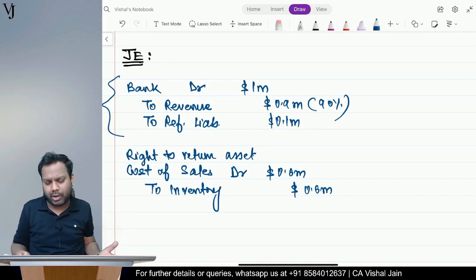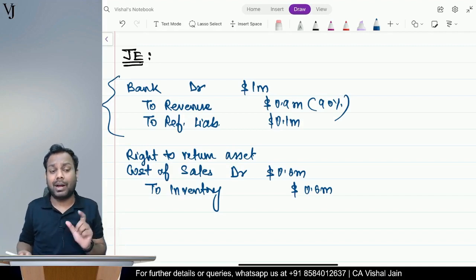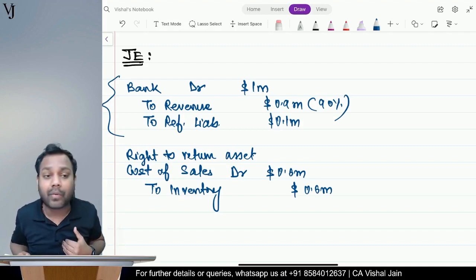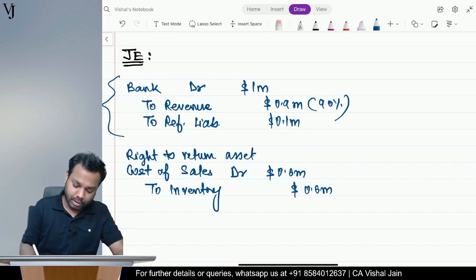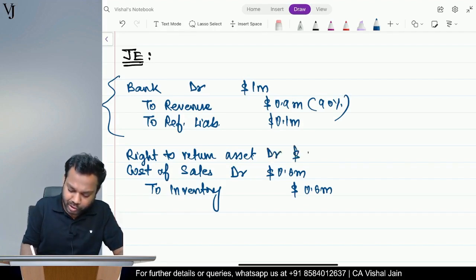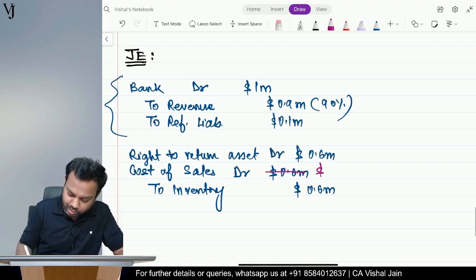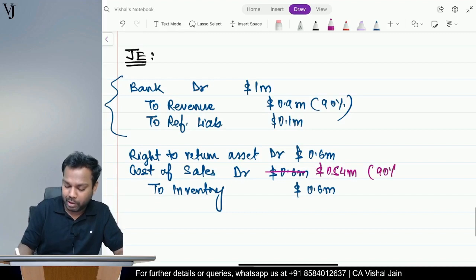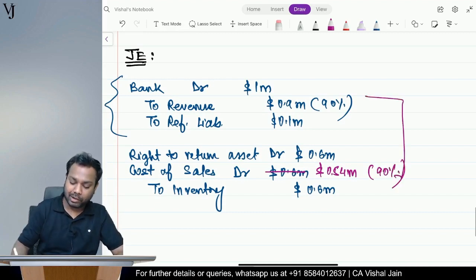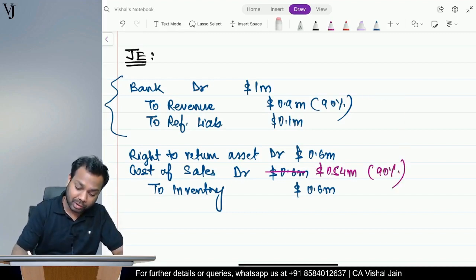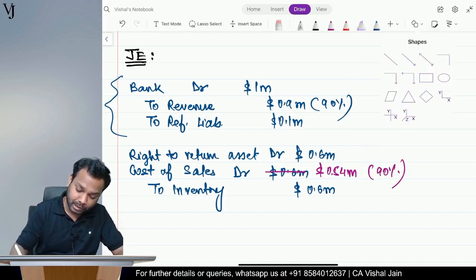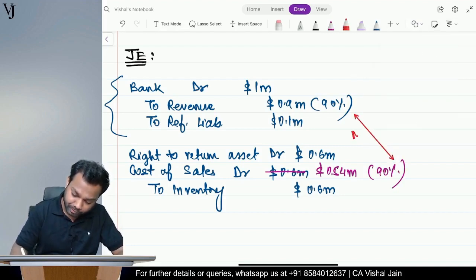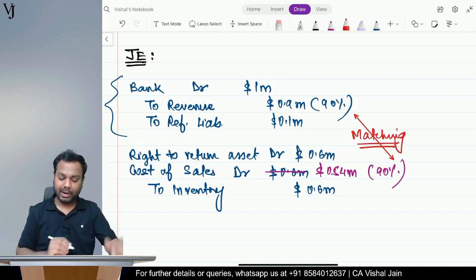We can open any account, okay? The name doesn't matter, but it should clearly depict that the inventory is not with us. Right to return asset account debit, how much? 0.6 million, and it will become how much? $0.54 million, right? The 90%. So this is what the matching concept is. Is it clear everyone so far?